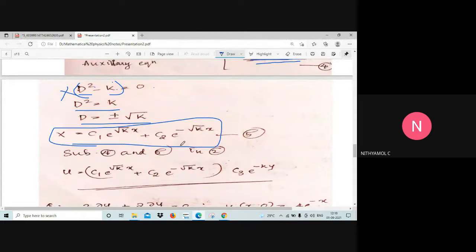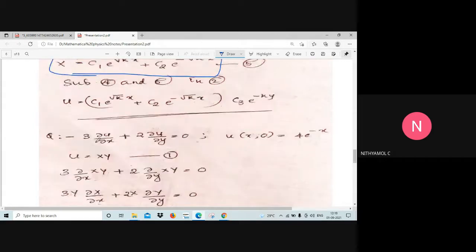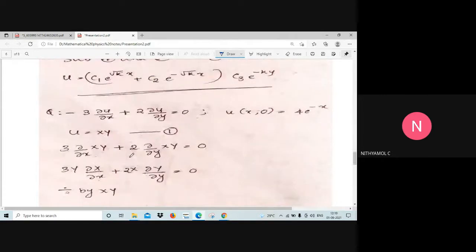Then we can substitute in equation 2, that is u is equal to c1 into e raised to root k into x plus c2 into e raised to minus root k into x into c3 e raised to minus ky. So this is our solution. Next, if there is an initial condition in a problem, then we need to apply the initial condition in the solution to find out the value of the constant.